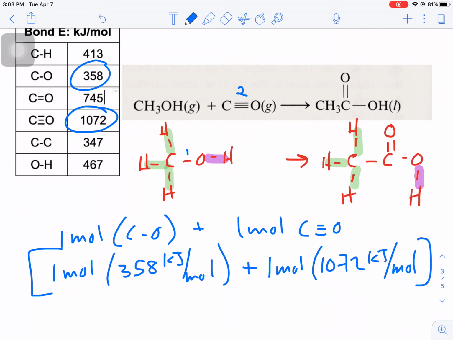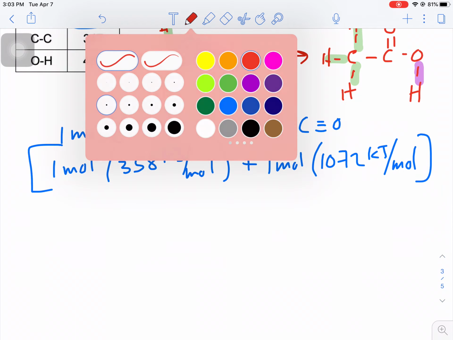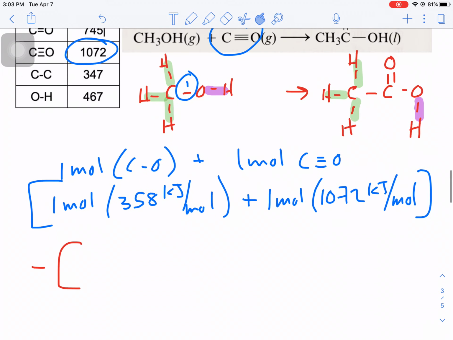So now we have everything on the left side. We broke this bond number 1, this carbon-oxygen single bond. We broke this bond number 2, this carbon-oxygen triple bond, and the sum of those two values should be in the 1,400 range. Now, let's look at how much energy we get back on the right. Okay, I'm going to change to red. So now we're going to subtract out the new bonds that are being formed.